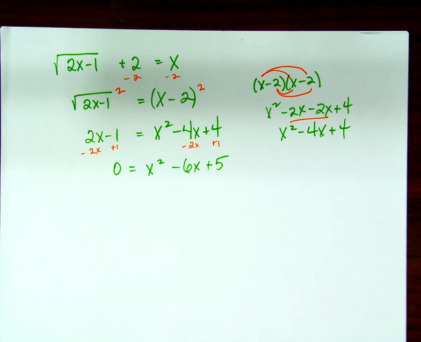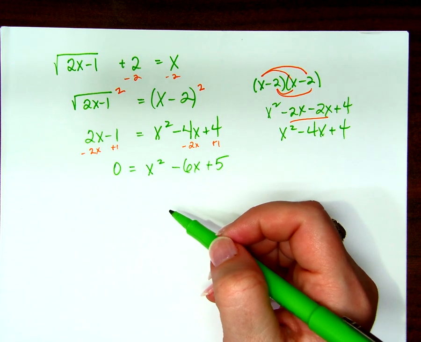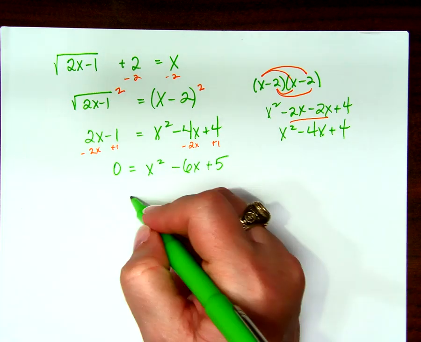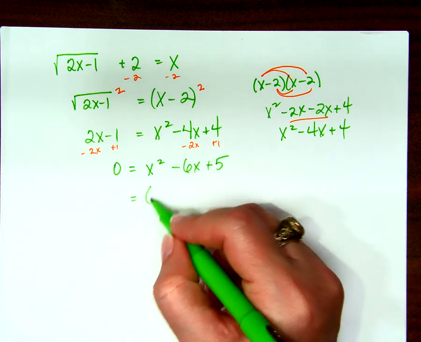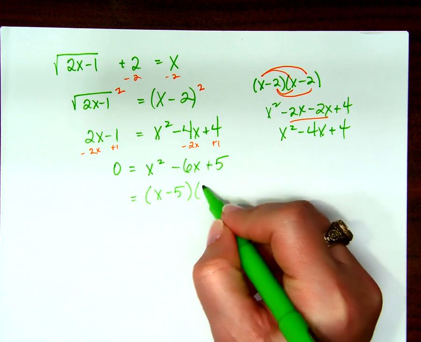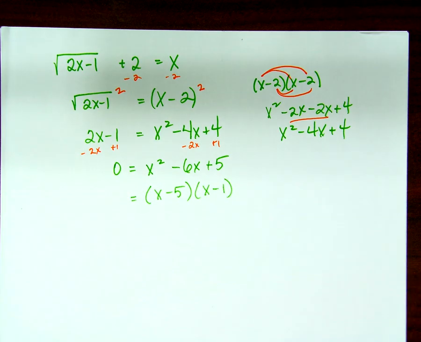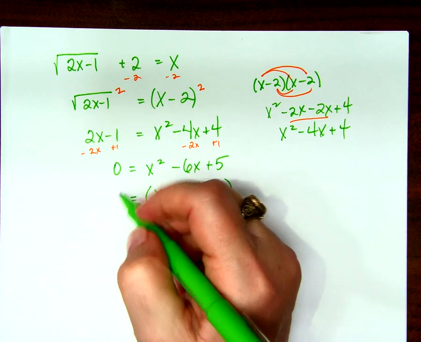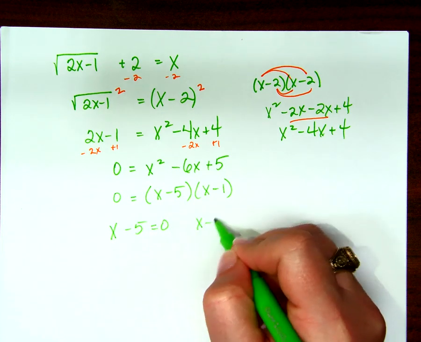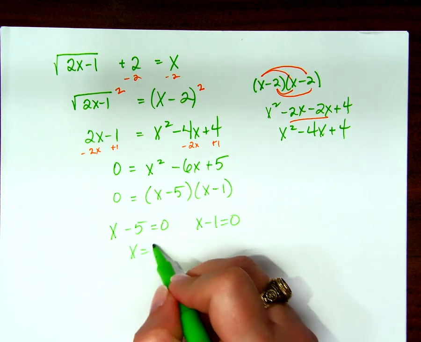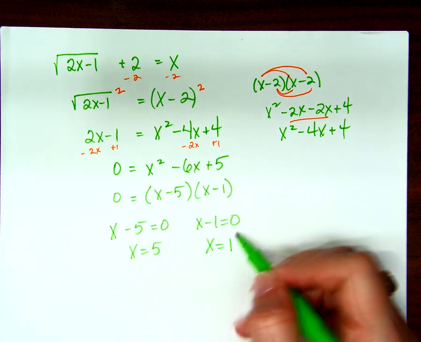We could factor, we could use the quadratic formula, we could graph it and see where it crosses the x-axis, right? Any of those things we could do. What do you choose? Factoring, okay. What multiplies to be 5 and adds to be negative 6? Negative 5 and negative 1. Now what? Perfect. Set them equal to 0. x equals 5. x equals 1.